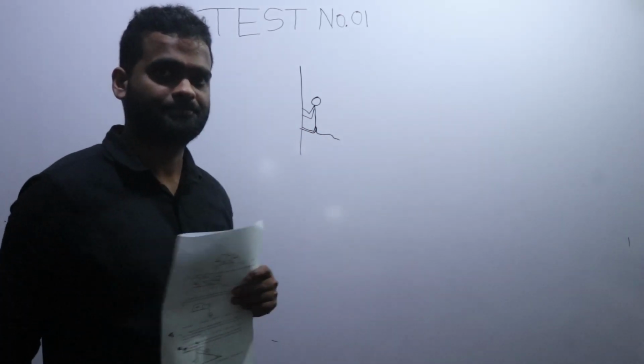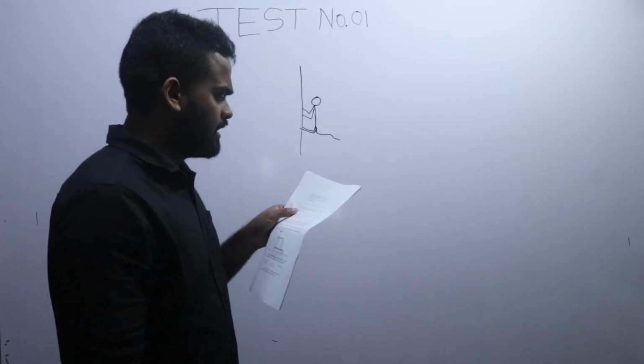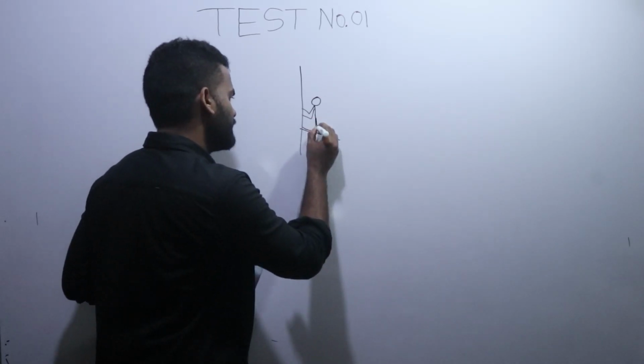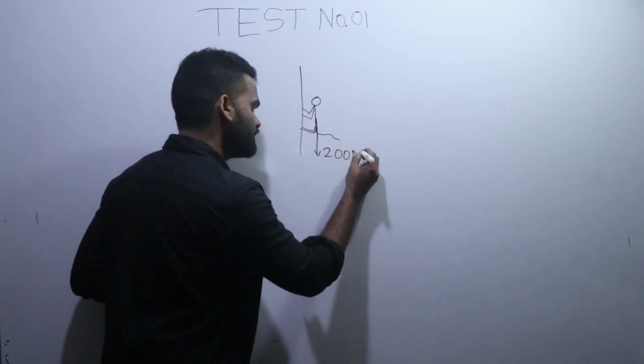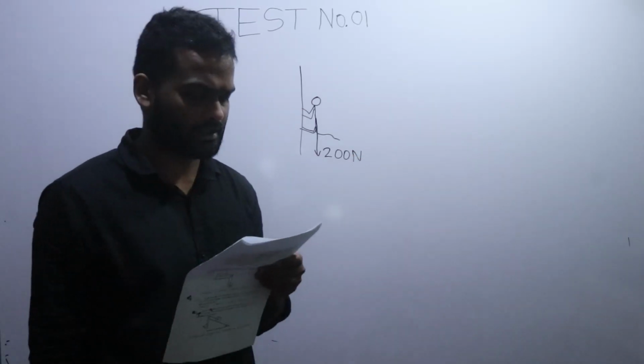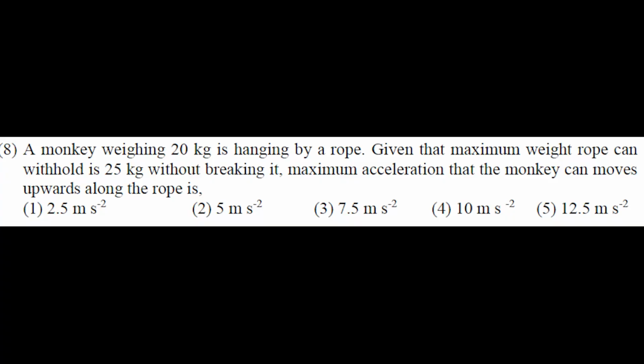This is the monkey. Then the weight of the monkey, the mass is 20, so the weight of the monkey should be 200 newtons. That is the weight of the monkey. Given that the maximum weight the rope can withstand is 25 kg without breaking, what is the maximum acceleration with which the monkey can move upwards along the rope?